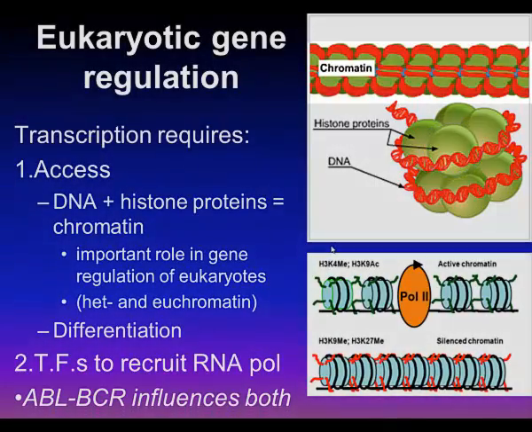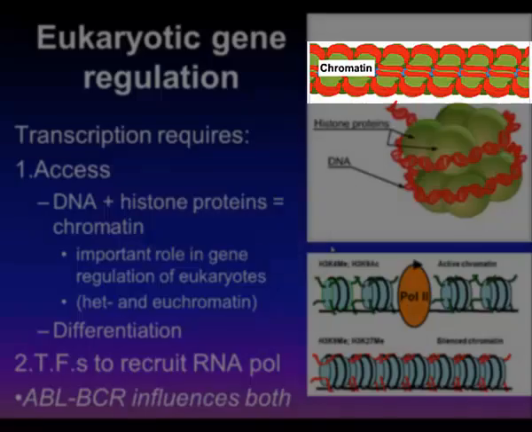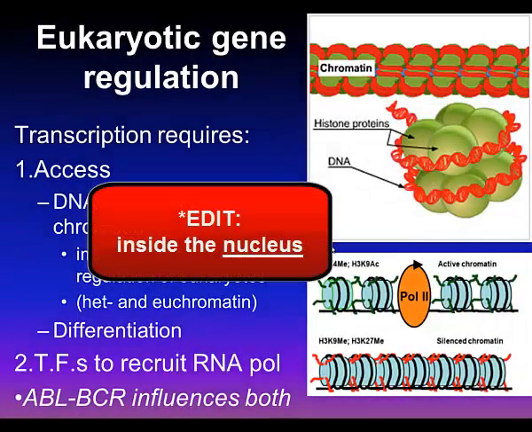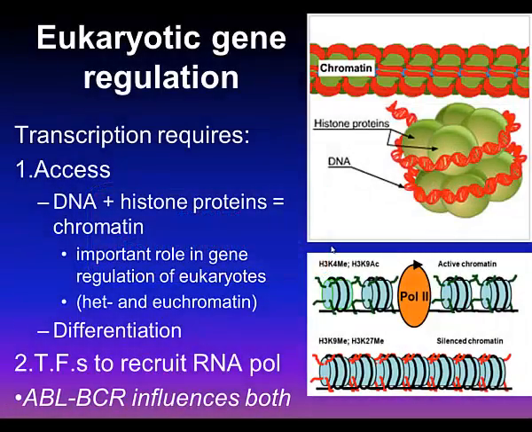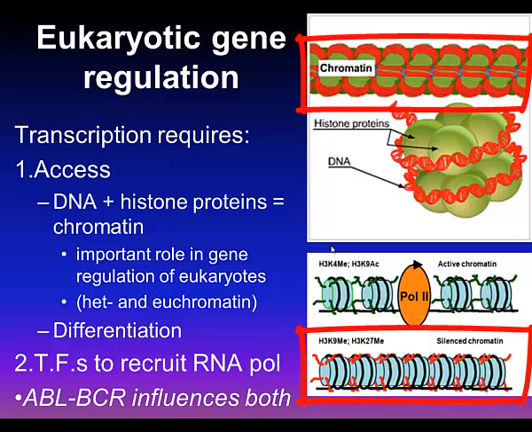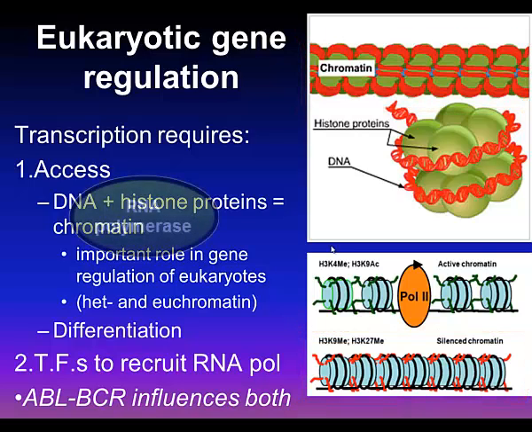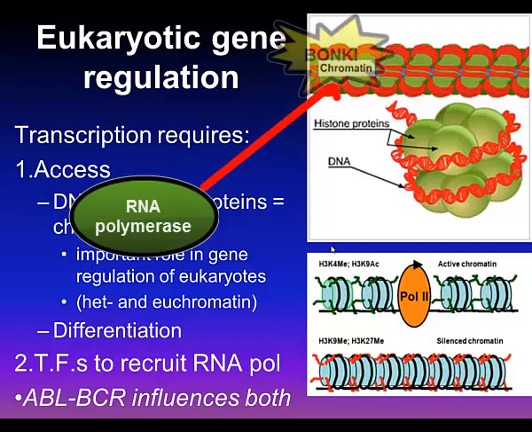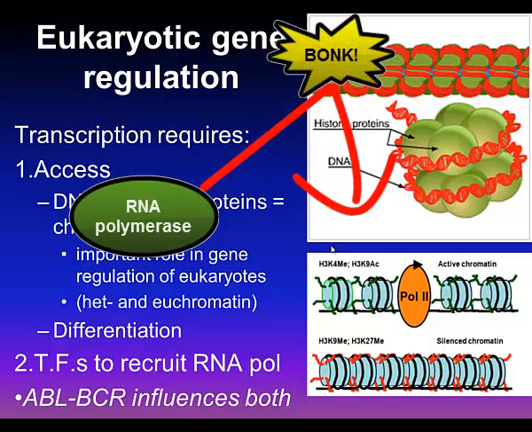Now the DNA plus these histones is called chromatin, right? Inside our DNA, you've heard this term before, we have heterochromatin and euchromatin. So this plays a very important role in gene regulation in eukaryotes. Heterochromatin is going to look like these two examples. You can see how the DNA is very tightly wound around the histones, and therefore those genes are not going to be easily accessed by the transcription factors and by the RNA polymerase.